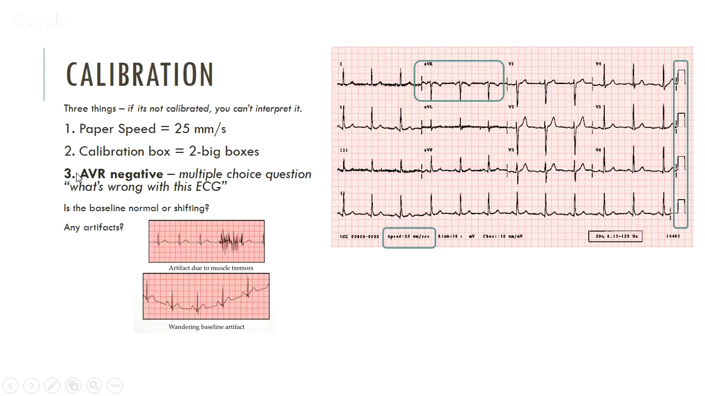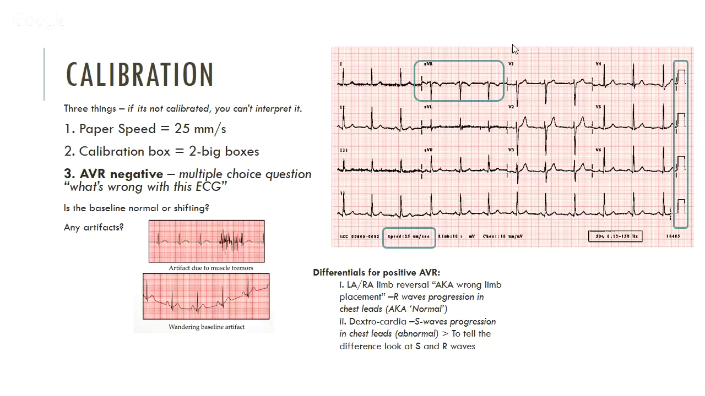I don't know if anyone would know. If the AVR was positive, what would you be looking for? Yeah, so if the heart is on the other side, and the most common is actually putting on the wrong lead. So important to keep that in mind. So always check that AVR is negative.